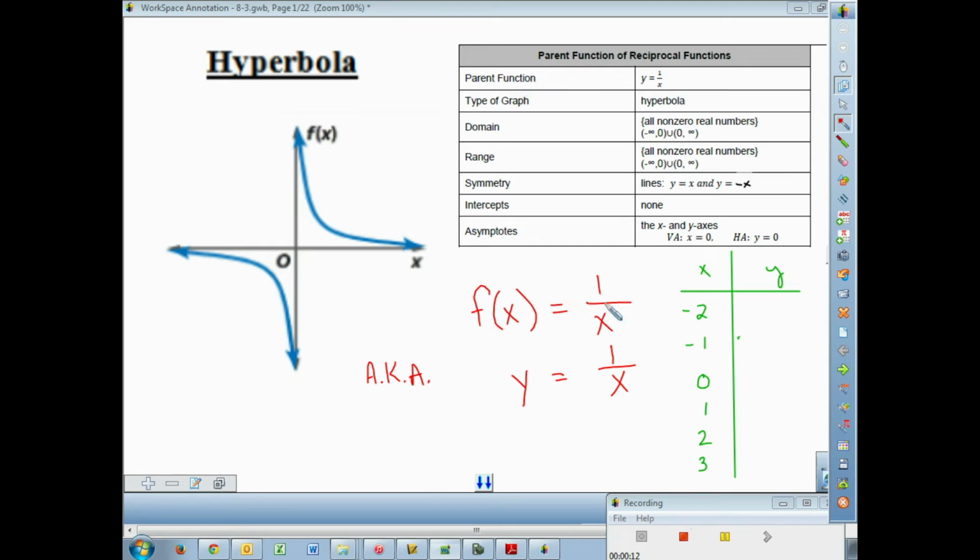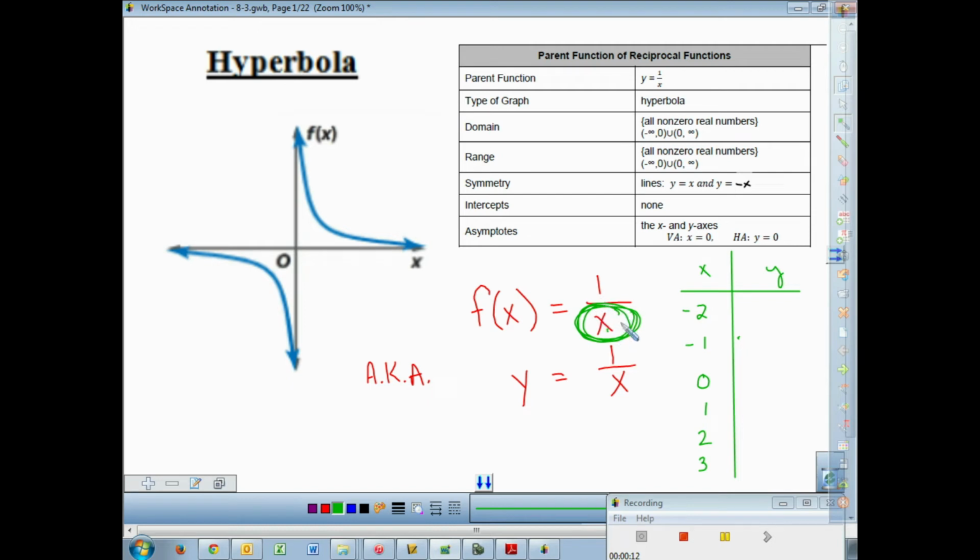All right. The parent function for this looks like this. f of x equals 1 over x, or you can replace the f of x with y. Let's realize what happens here. First of all, there's something dangerous right here. What is very dangerous about this function? There's a variable in the denominator. We know that you can't have 0 in the denominator, correct? So x can't be 0 in this situation, right?